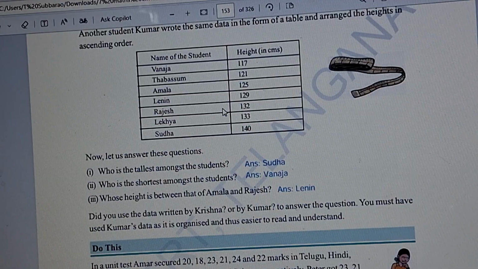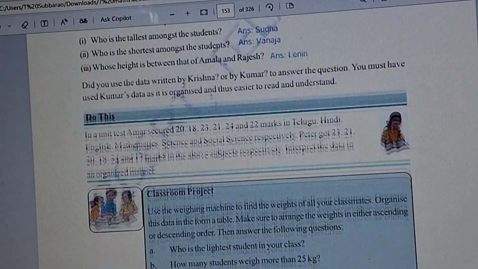So you can see, children, with the help of the table, very easily you can clearly indicate what is asked in the question. So I want you to copy this as the answer, children, for this table. This is there in your textbook. Please do so. Now, let me see the next one.